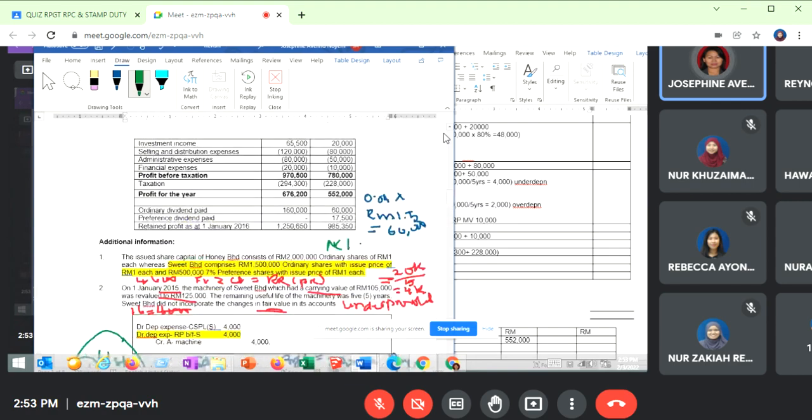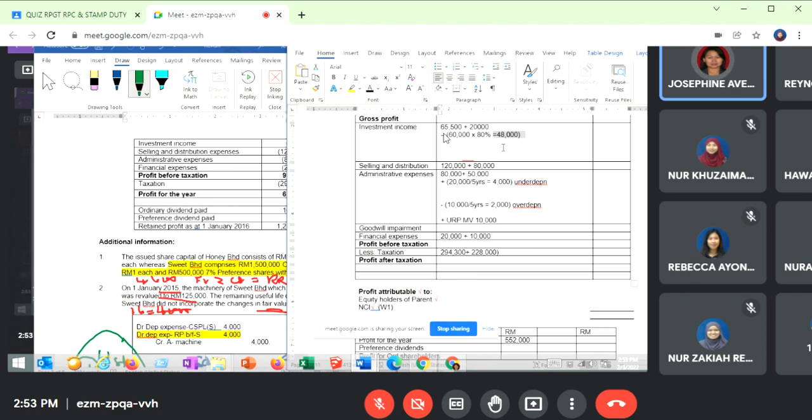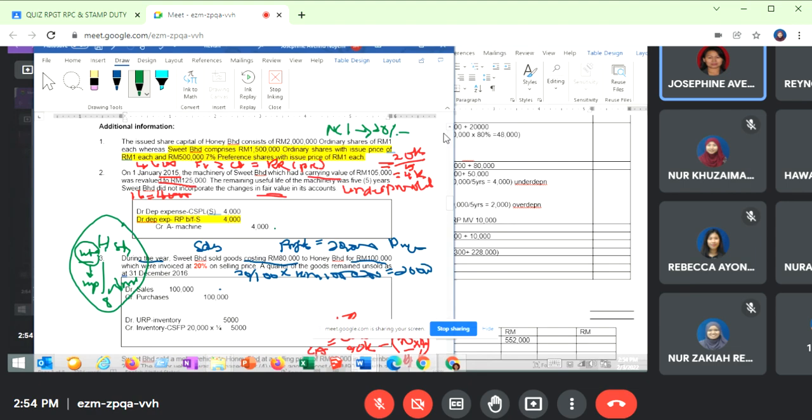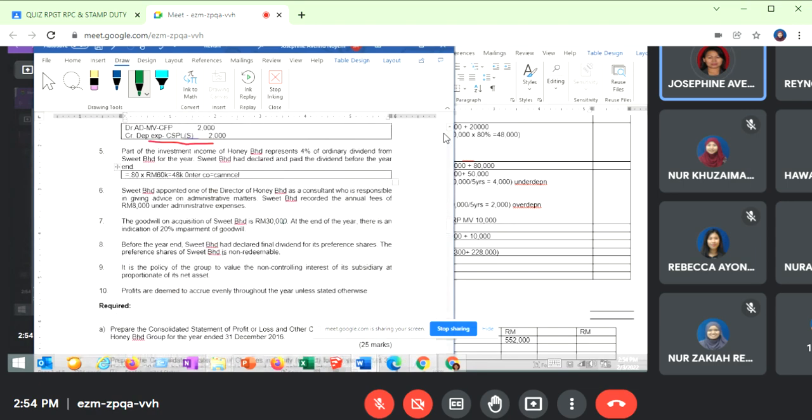What do we do with the NCI portion of the dividend? 20% of that will go to the NCI account. It will debit the NCI. So we'll look at that later when we go to statement of changes in equity. For now, we only look at the CPL first. And that is for ordinary. Sweet had declared and paid a dividend before end of the year. Okay, number 6.